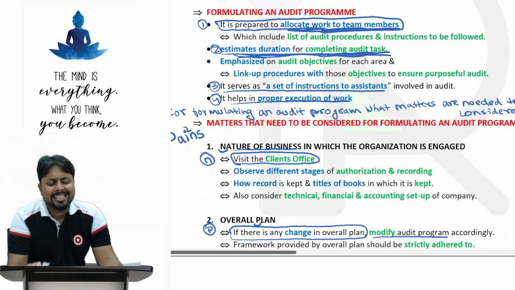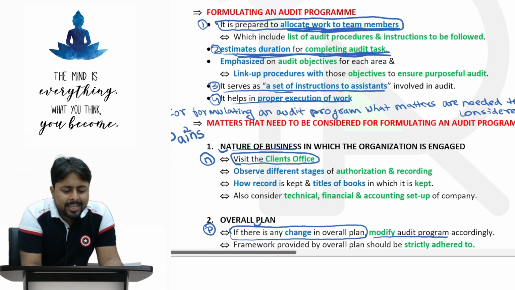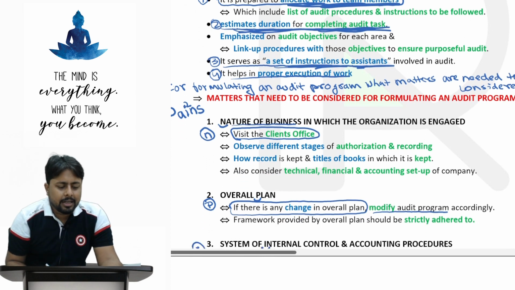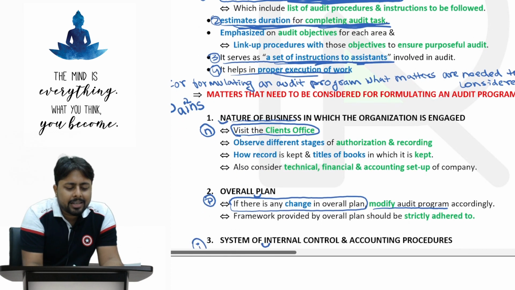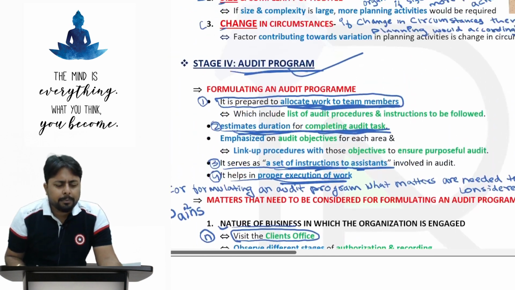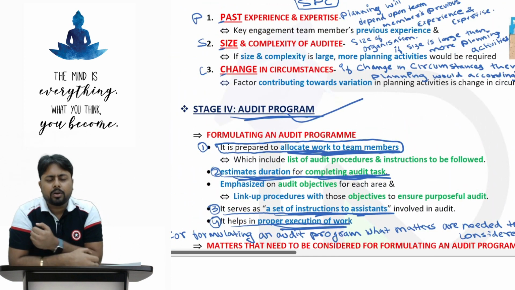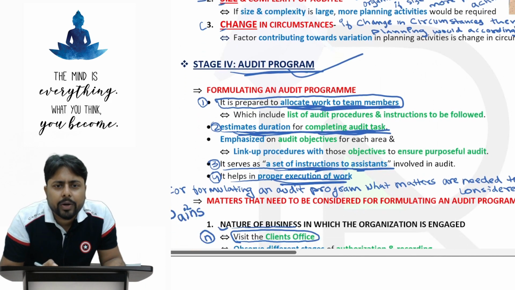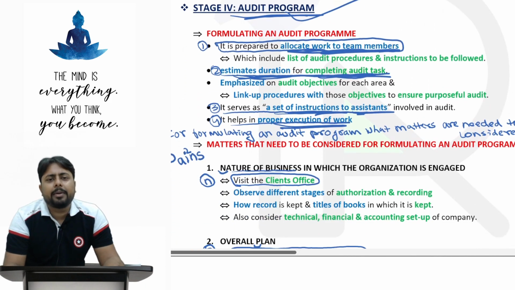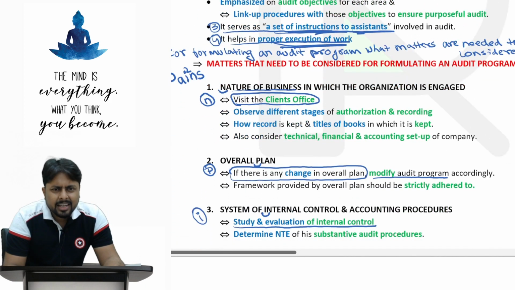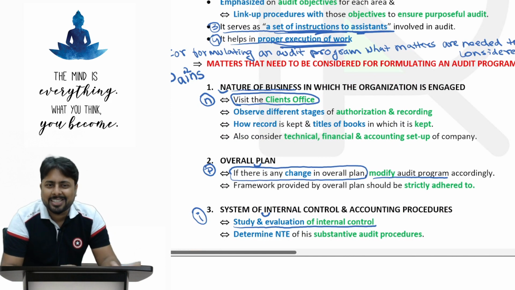It also provides a set of instructions to our assistants, and it helps in proper execution of work. So what is audit program? Basically, it is prepared to allocate work to the different team members, and here we estimate duration for completing audit tasks. Guys, I have a question in mind. If you allow, can I ask? Yes, sir, please ask.